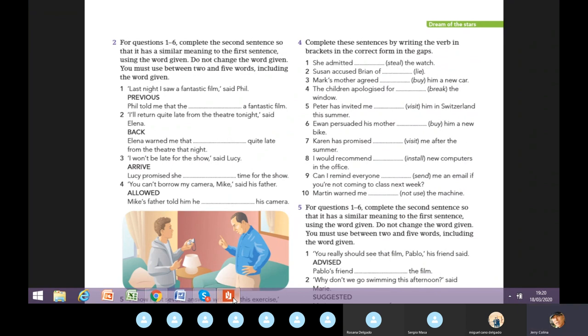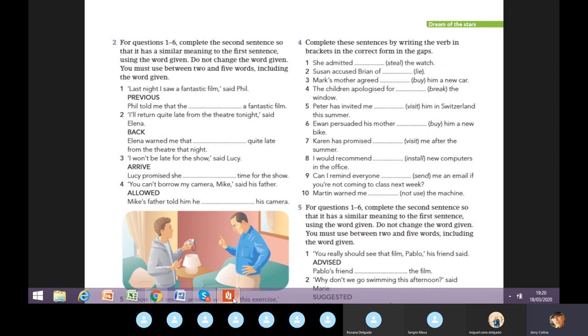Number two, Susan accused Brian of. You have the preposition of. So when in the exam you have a preposition such as of, at, in, on, below, behind, when you have one preposition, normally we use -ing. So in this case it is of lying.